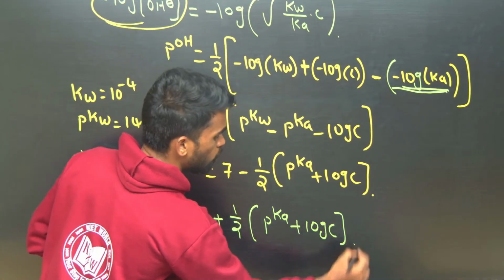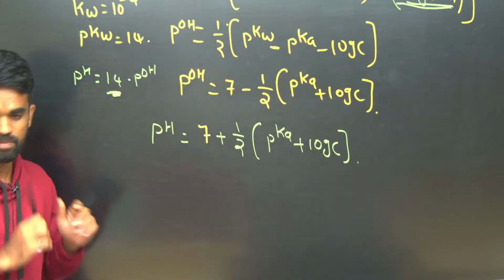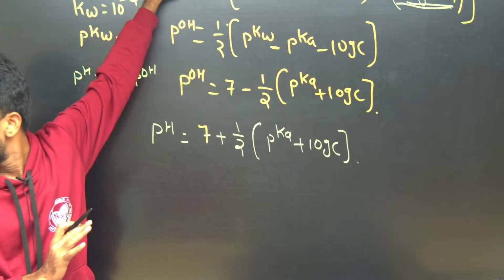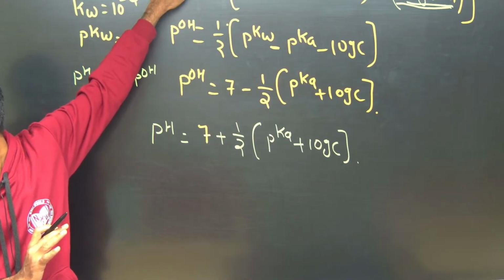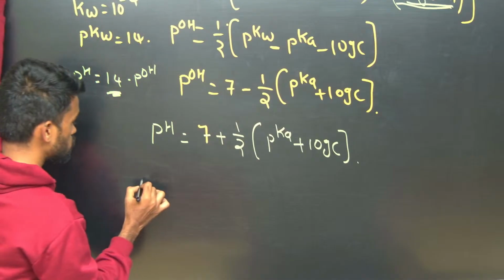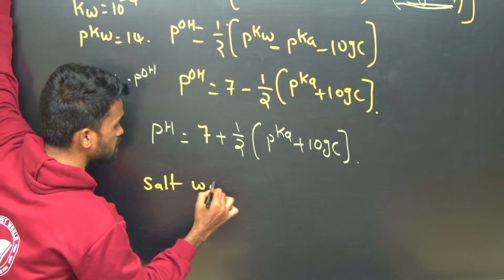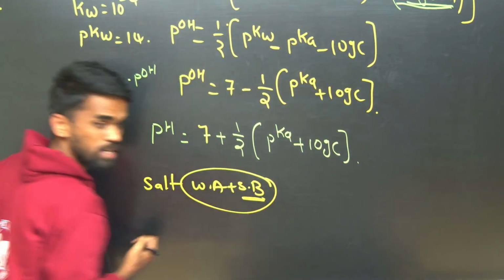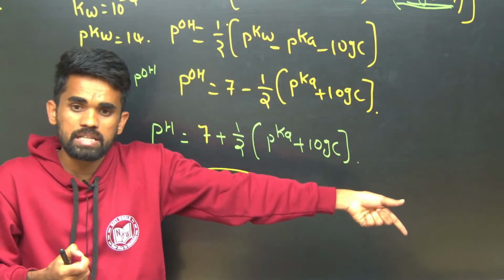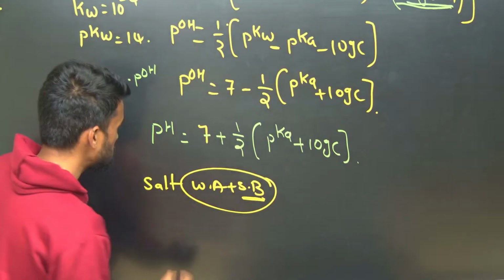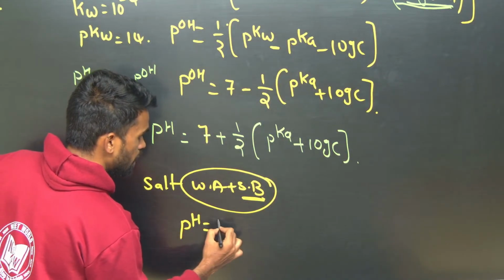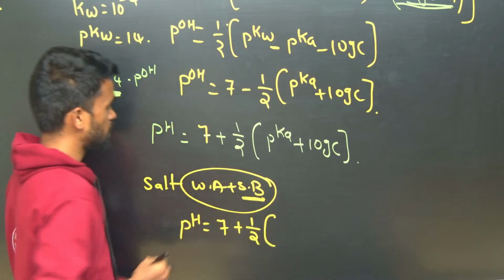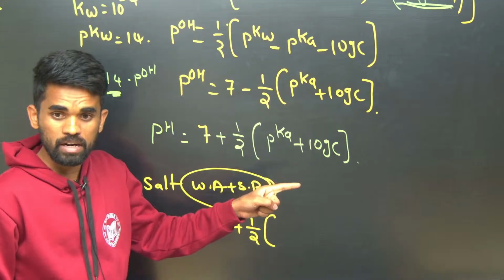I will tell you now what is the best way to remember all these formulas. See, what is this salt we studied till now? We have studied the salt of weak acid plus strong base. See, what is this strong base now? The resultant salt solution is also basic. It means pH will definitely be above 7. So 7 plus something will be there. 7 plus half into, see, above 7 we are saying.